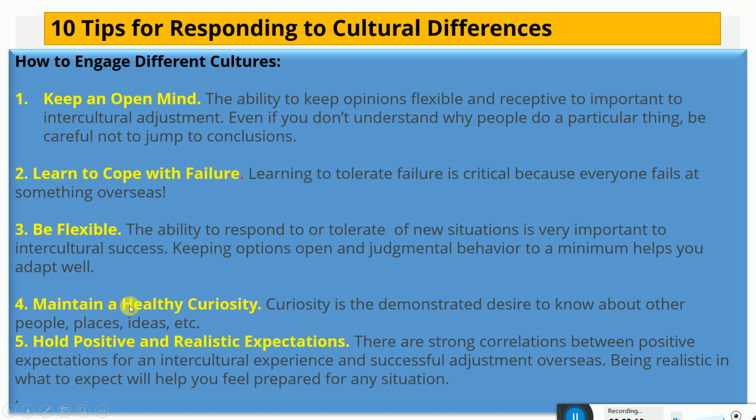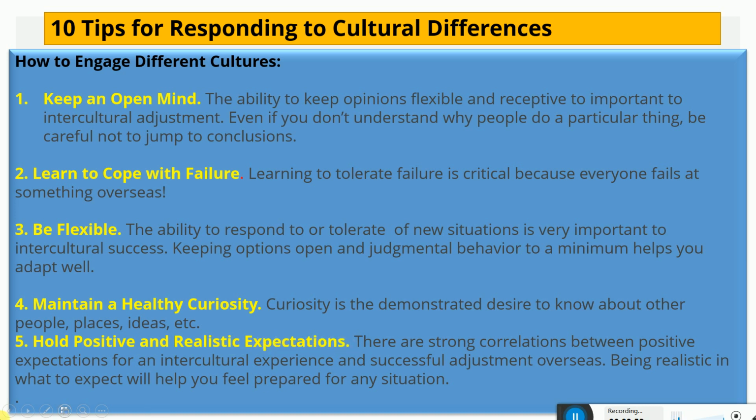Okay, maintain a healthy curiosity. Curiosity demonstrates the desire to know about other people, places and ideas. If you are working with a South Indian person and you belong to North India, or you are going to other places, your curiosity says, okay, if I am going to other people, something will be learned, some ideas and opinions will be given, so be ready for that. And hold positive and realistic expectations.